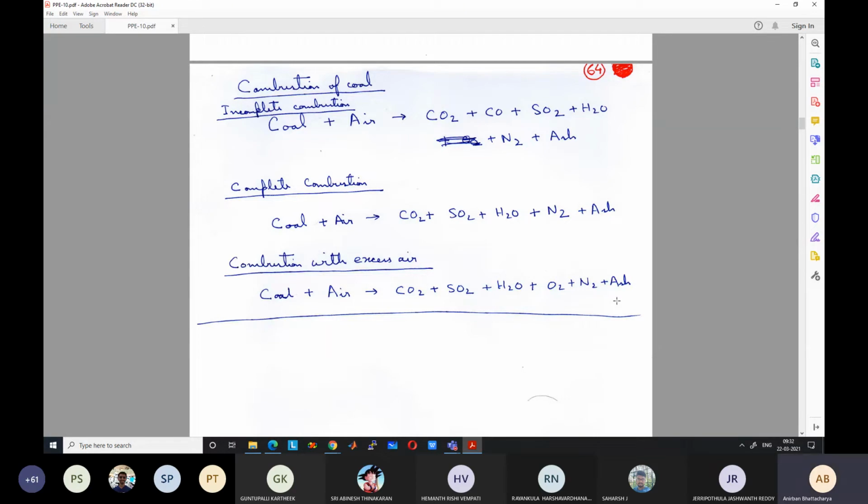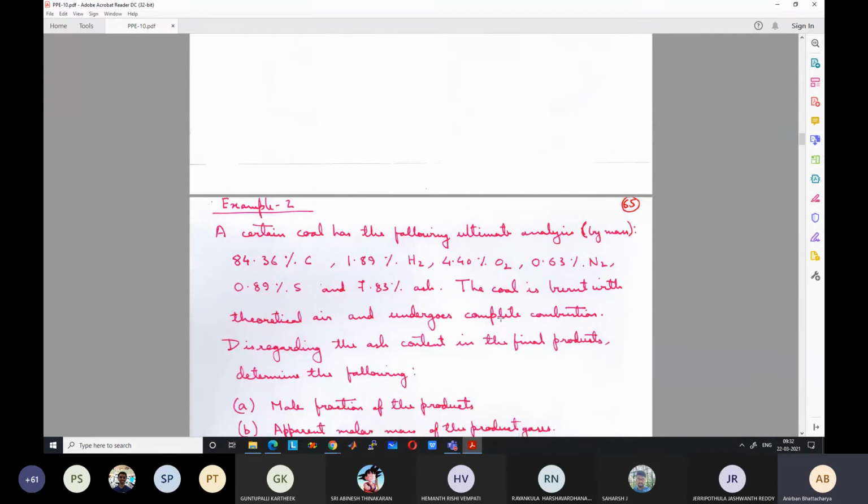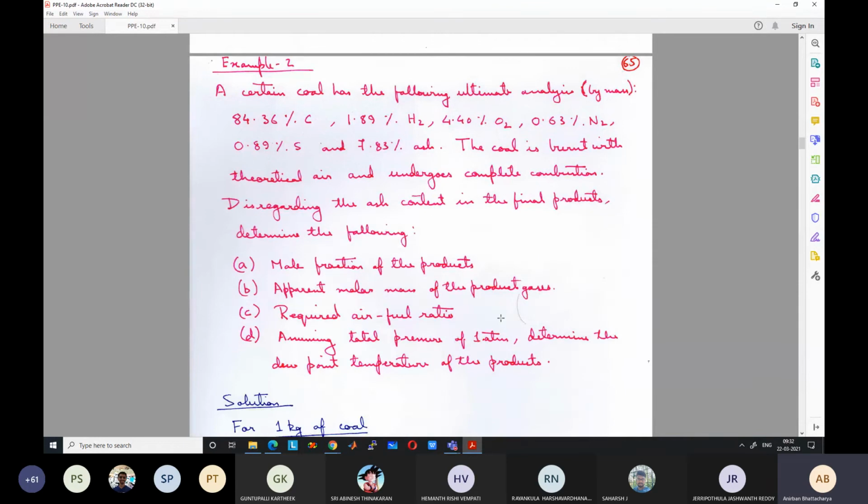So if somebody states in a problem that we have combustion of a certain amount of coal with 20% excess air, we can easily find out, if the composition of coal is given, what the stoichiometric amount of air required is, and then what it means to have 20% excess air. So we can find out what the air fuel ratio is in that case. Any questions till this point?